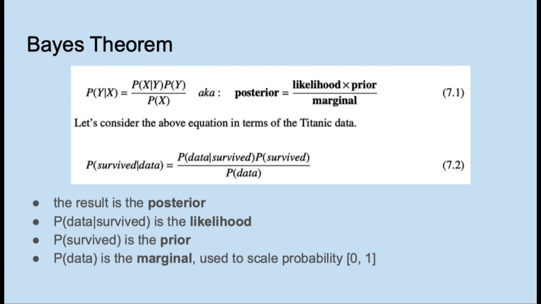Let's consider this equation in terms of the Titanic data. The probability of survived given the data is the probability of the data given survived, that's the likelihood, times the probability of survived, that's the prior, all divided by the probability of the data, the marginal. We'll look more at this theorem in the next video as we learn how R implements naive Bayes' algorithm.